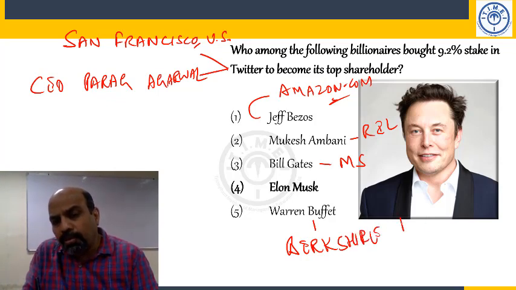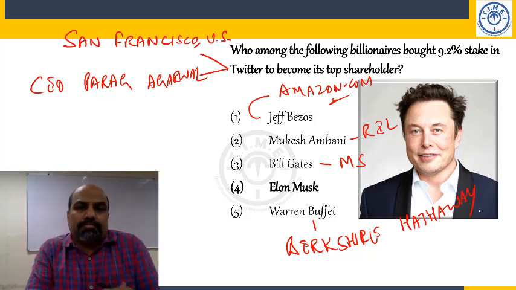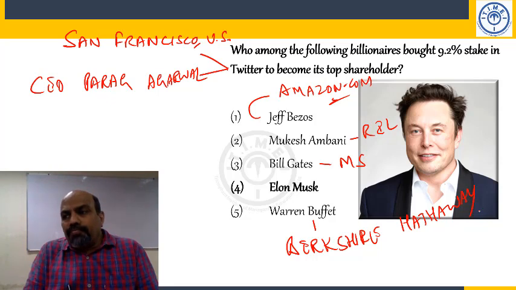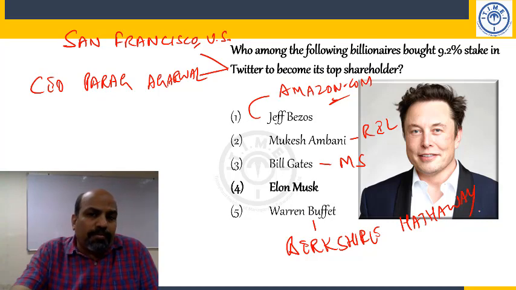Berkshire Hathaway is a holding company which owns companies like NetJets. It owns Fruit of the Loom, an innerwear company. It also owns GEICO, an insurance company. So it owns a lot of companies. Okay.